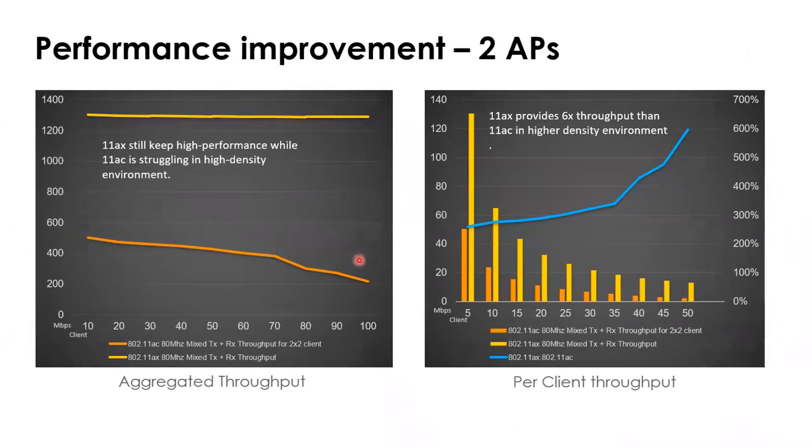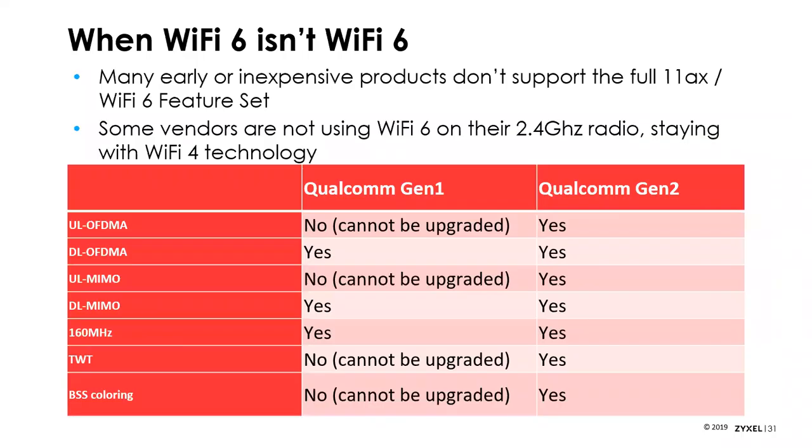And again, same story when you've got multiple APs near each other. As you add more and more client devices to those two APs, Wi-Fi 6 aggregated throughput will remain flat, whereas with 11N, 11AC, you will see aggregated throughput drops as you add more client devices.